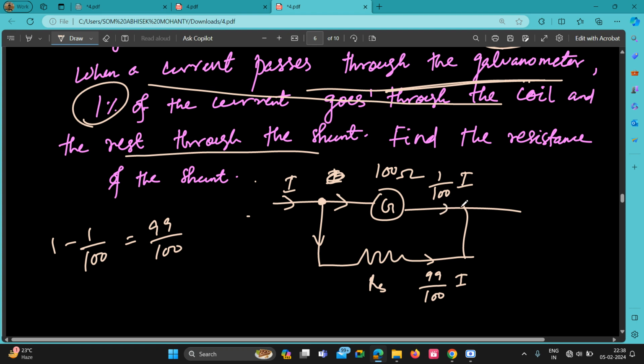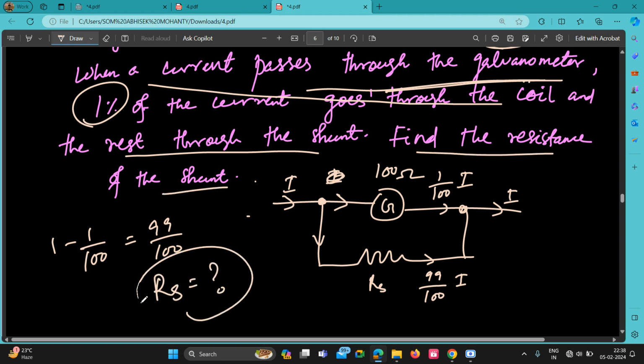And they are meeting up again here and giving I. So find the resistance of the shunt, RS we are asked. See one thing here, how to solve this. These two, this one and this one, they are in parallel connection, right? If this is point A and point B, these are connected to the same terminals. This is connected to A, here to B. This is also to A, this to B. So these are parallel connections.